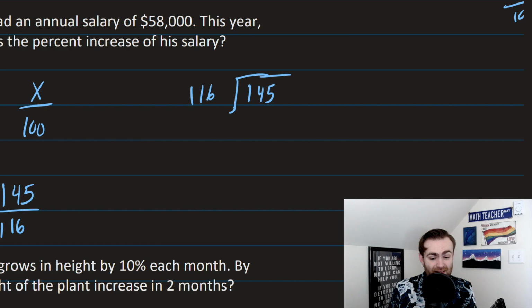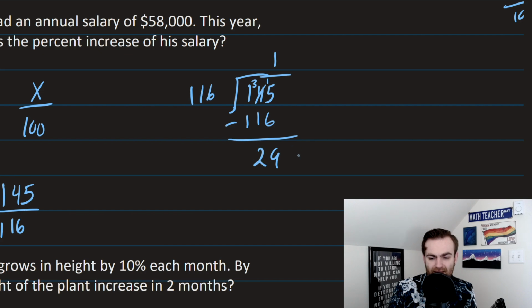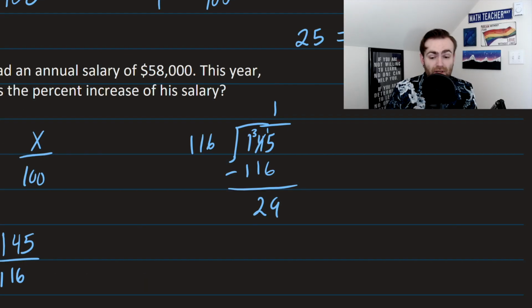How many times does 116 go into 145? Well, it goes in once. So we're going to take this and we're going to subtract 116 from it. That goes away. That gives us a 3. That gives us, not quite a 3, because we have to borrow. So that's going to turn into a 3 here. 15. That gives us a 9. That gives us a 29. And now we need to figure out how many times 116 goes into 29.